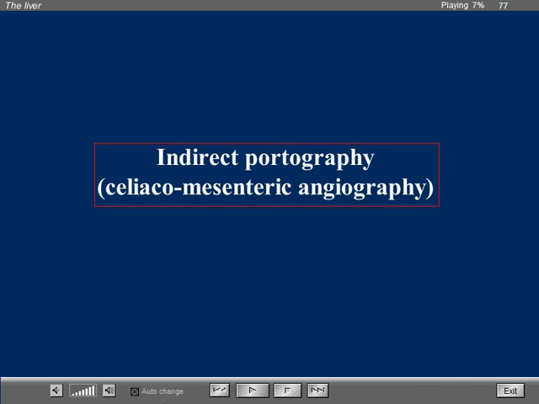Celiac-mesenteric angiography is the approach to the portal system. A catheter is advanced into the splenic artery and contrast is injected at that level, or it is introduced into the superior mesenteric artery, and then in the venous phase we opacify the portal vein. This technique of celiac-mesenteric angiography is utilized for the relief of portal hypertension on a temporary basis. On patients who have gastrointestinal bleeding, we can use this technique to infuse a vasoconstrictor into the superior mesenteric artery.